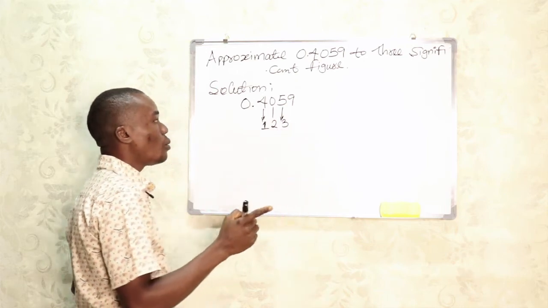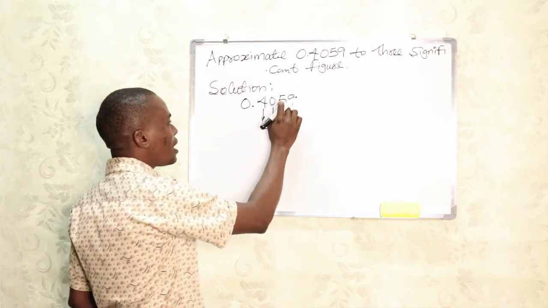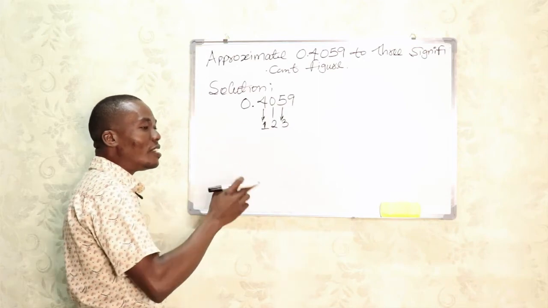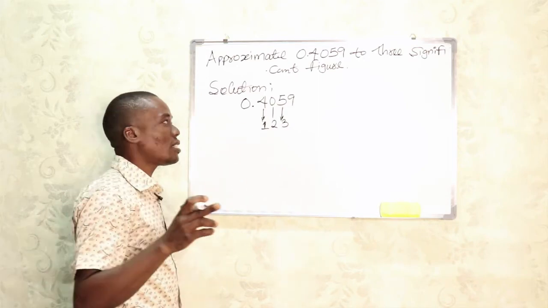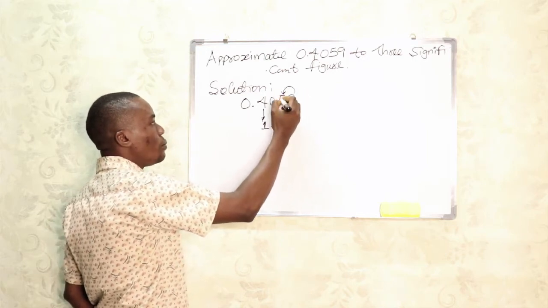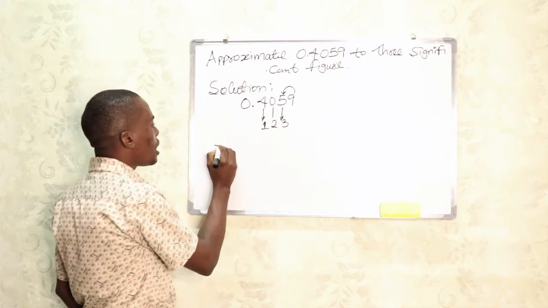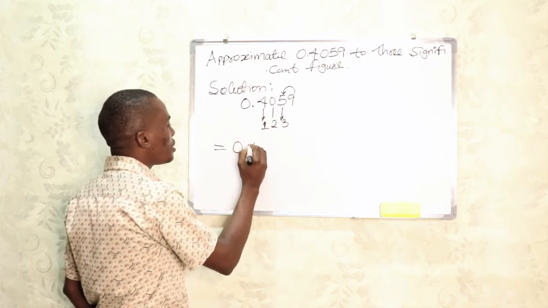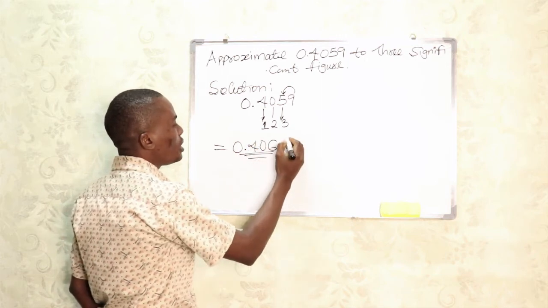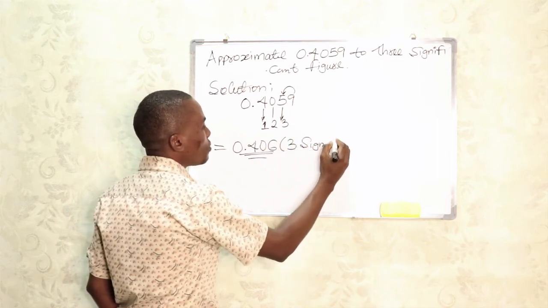Now remember the other rule I told you. Approximation: if you have any value after the last significant figure and it is 5 and above, it needs to be approximated. Remember that. Now if you approximate this, you're going to end up adding 1 to this 5 to make it 6. So your final result will now be what? 0.406, and this is the solution. So this is the value to 3 significant figures.